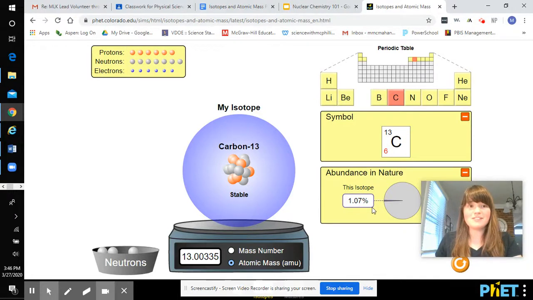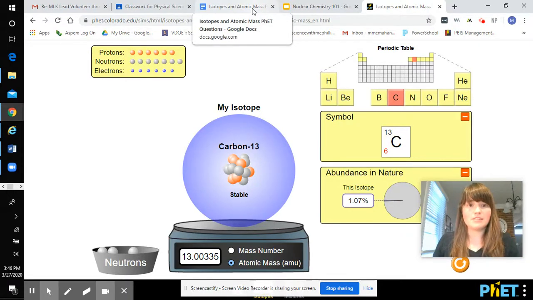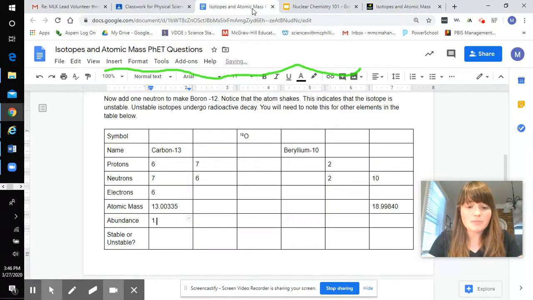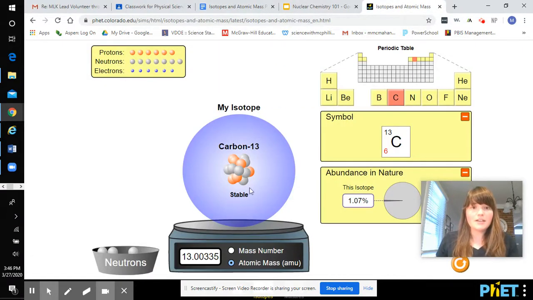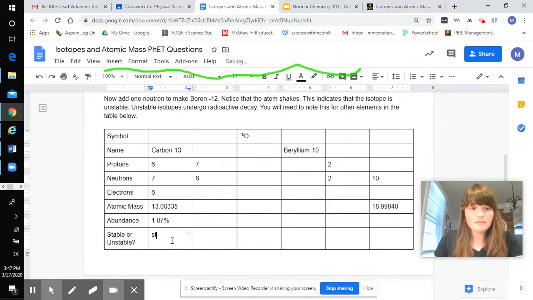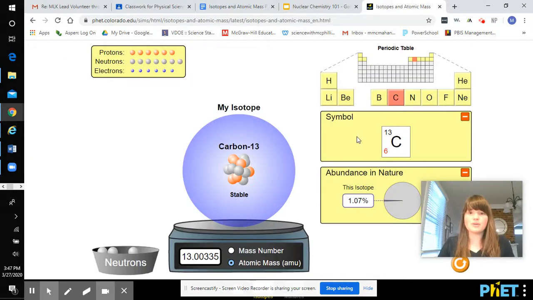The abundance is on this pie chart. It's only 1.07% abundant. That means only 1.07% of all the carbon atoms are carbon-13. So we'll put abundance 1.07%. And is it stable or unstable? You can see here it says beneath the nucleus it is stable. It's not shaking, so we're going to call this one stable. And then for the symbol, you can just put C13. That is how you're going to complete this work.